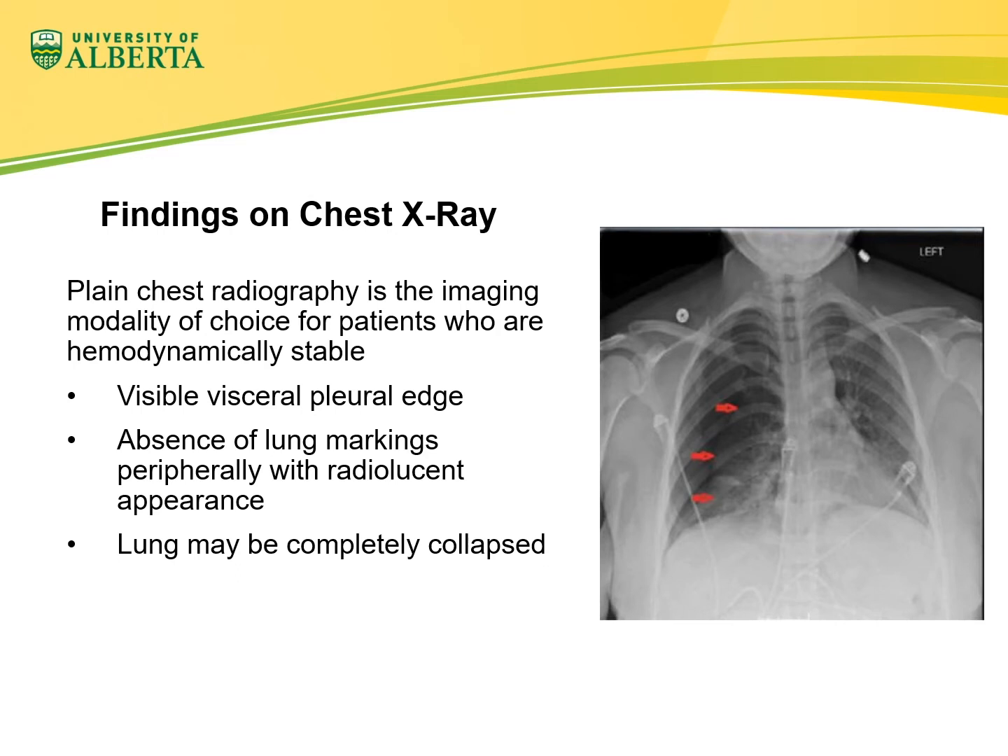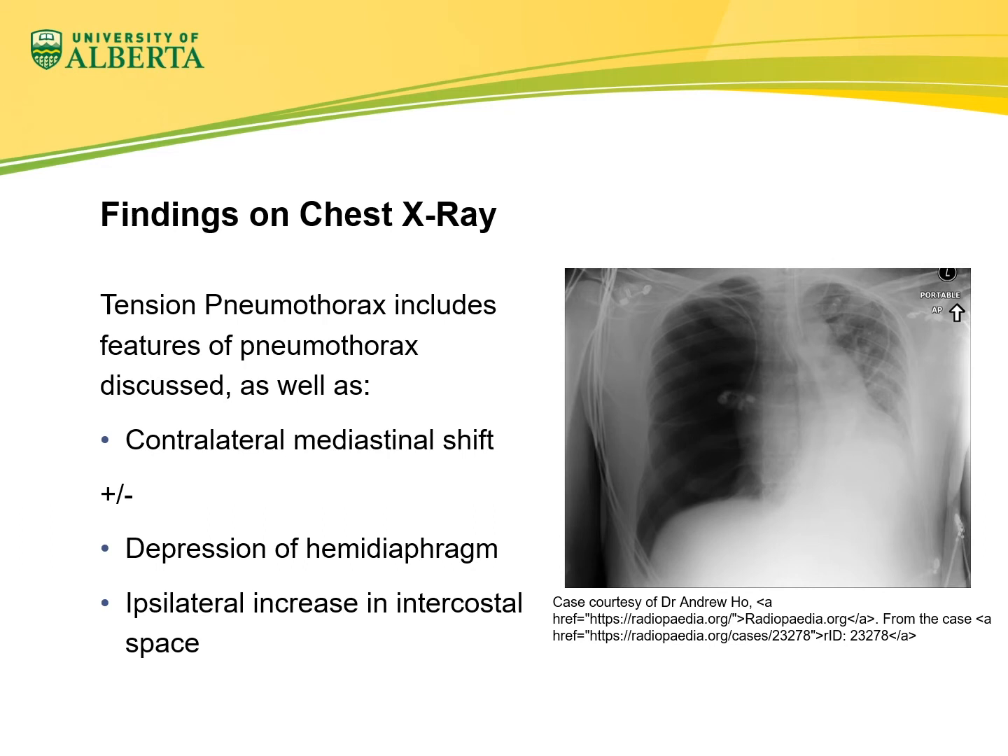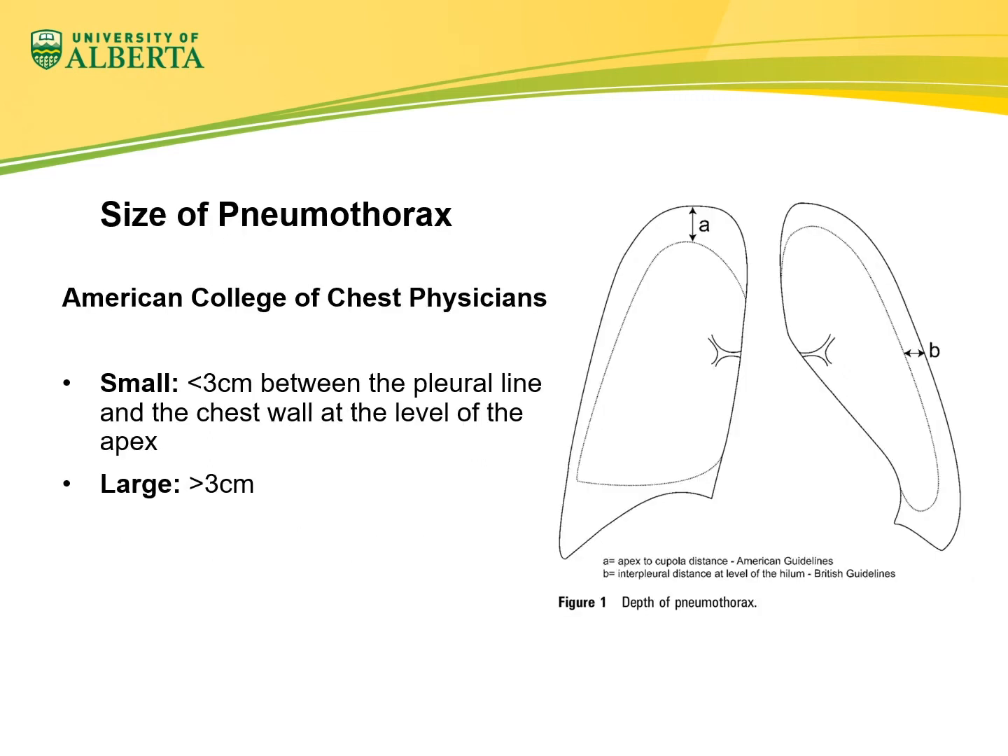Findings on chest X-ray include a visible visceral pleural edge marked by the arrows on the chest X-ray provided in this slide. Peripheral to the visceral pleura, there is an absence of lung markings, which on the X-ray appears as radiolucent or simply more black. In some cases, you may see a complete collapse of the lung. The key feature on the chest X-ray indicative of tension pneumothorax is contralateral mediastinal shift. Other findings that might be seen on the radiograph are depression of the hemidiaphragm and ipsilateral increase in intercostal space.